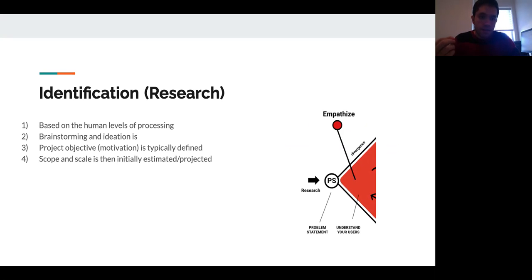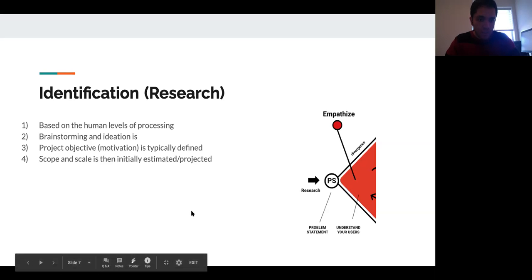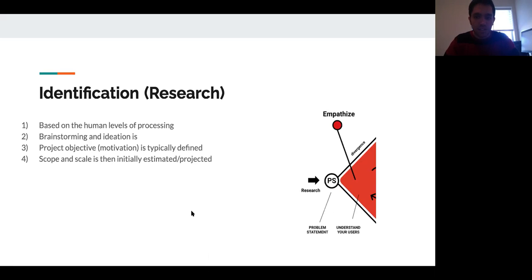It's typically really essential to brainstorm during this time, and ideation should be encouraged. Project objective and motivation are then defined, and scope and scale are initially estimated or projected.